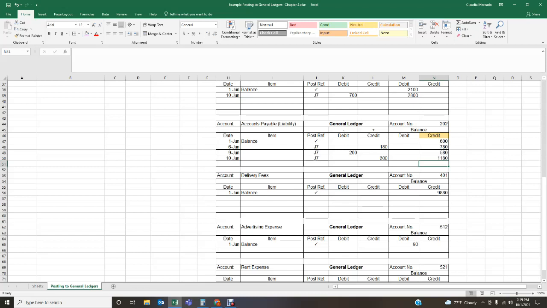And then we had transactions happening. So we added 600 plus 180, and that gave us 780. Then we subtracted 200. That gave us 580. And then we added 600. That gave us 1180.